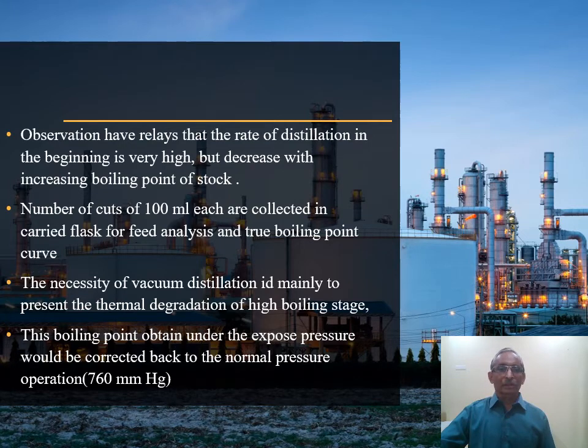The necessity of vacuum distillation is mainly to prevent the thermal degradation of high boiling stages. The boiling point obtained under reduced pressure at the receiver would be corrected back to normal pressure operation. Means after reaching 400 degrees centigrade, we are going to switch over to 10 mm of mercury. That 10 mm Hg data you are again going to convert to atmospheric pressure.